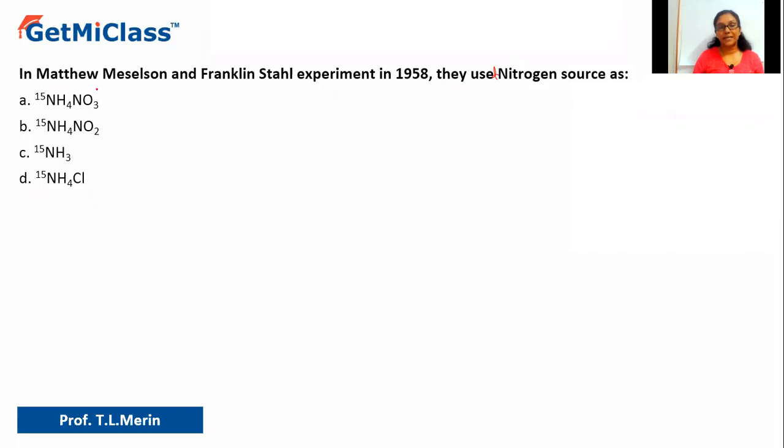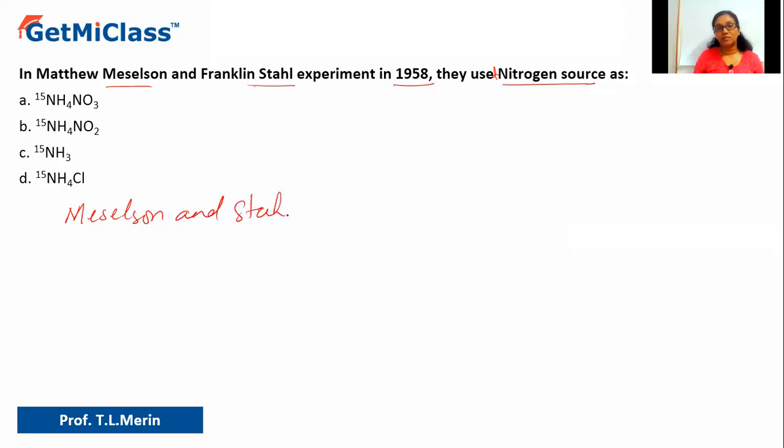So what does the question say? It says in Matthew Meselson and Franklin Stahl experiment in the year 1958, they used nitrogen source as. So what was used as nitrogen source during the experiment conducted by Meselson and Stahl in the year 1958? That is the question. Now, before we talk about what was used, let us talk about what that experiment was about. Meselson and Stahl's experiment.